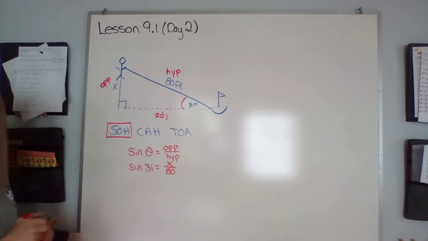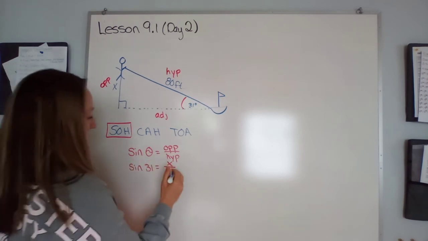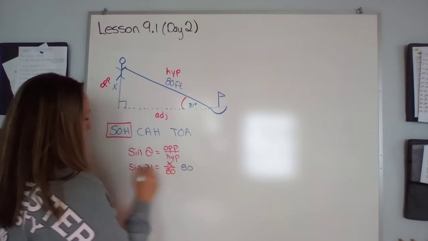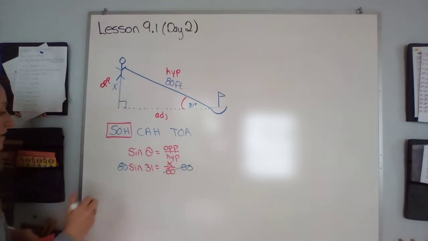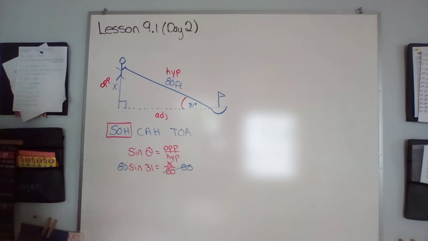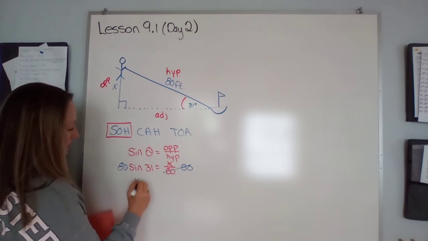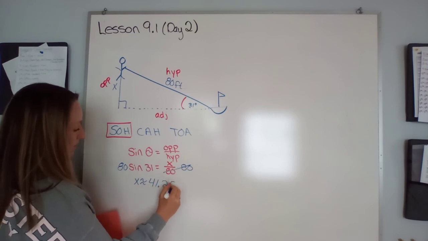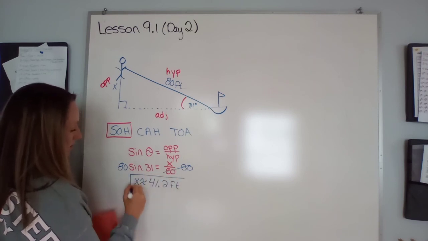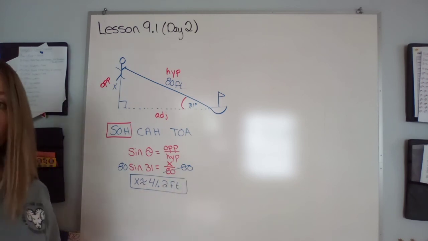All right, to get x by itself, you're going to multiply both sides by 80. So multiply this side by 80, multiply that side by 80. All right, and in your calculator, you're going to do 80 times sine of 31, and you'll get 41.2 feet approximately. So x is approximately 41.2 feet. Okay. And that is it.